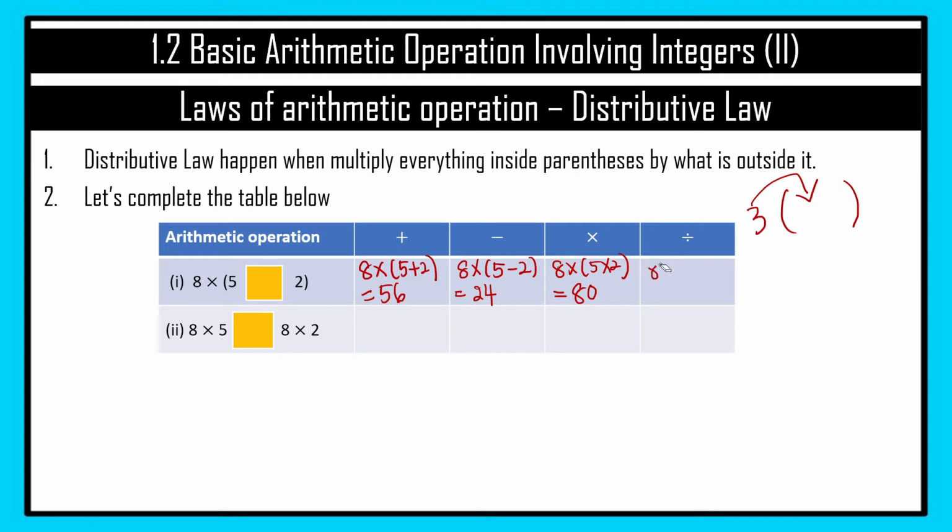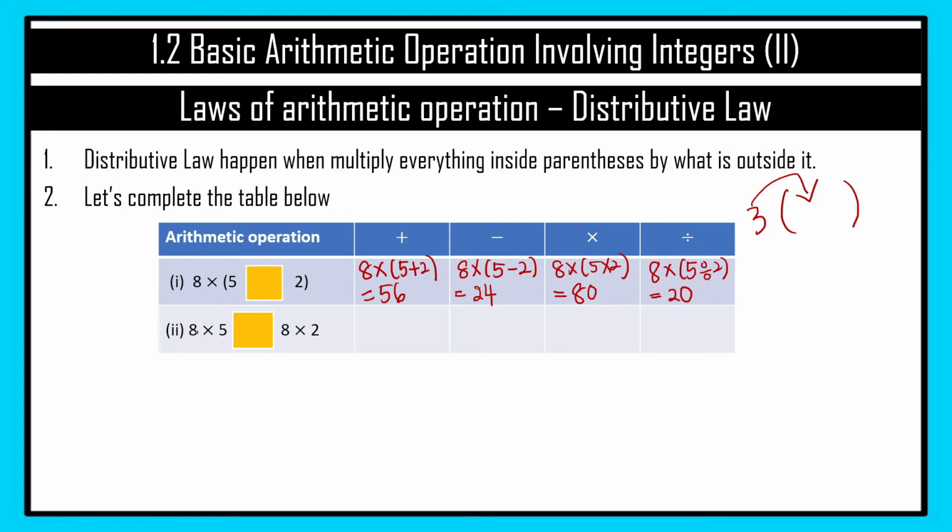Last, okay, 8 multiply 5 divide with 2. So we're going to do the bracket first, which is 5 divided with 2. Get 2.5. And then 8 multiply with 2.5. Get 20.